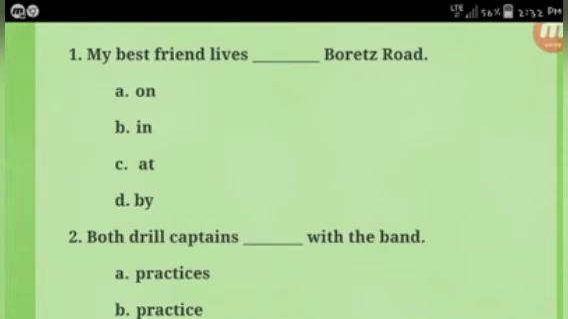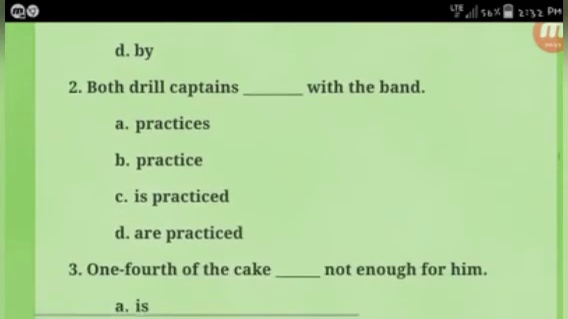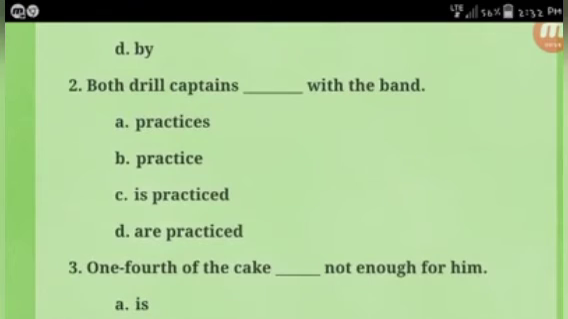Number one question, my best friend lives blank Burits Road. Now if you're going to use a preposition on roads, boulevards, avenues, streets like that, you always have to use on. So my best friend lives on Burits Road. Name of roads.